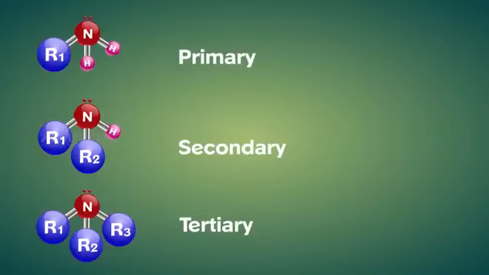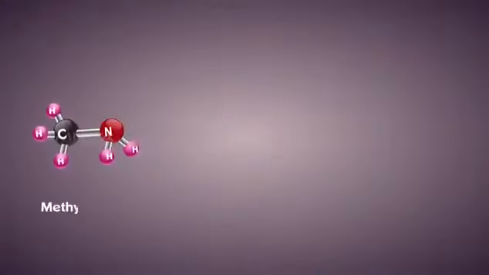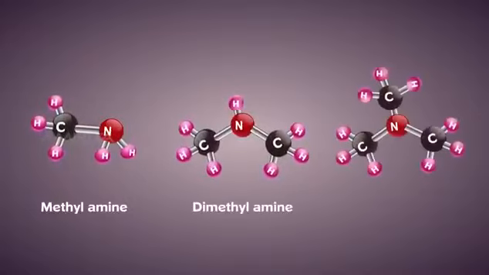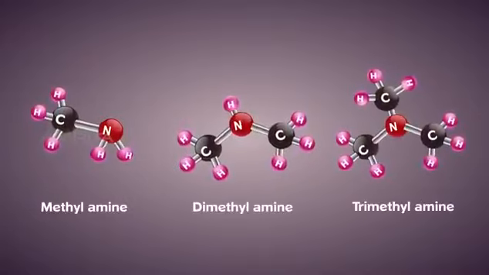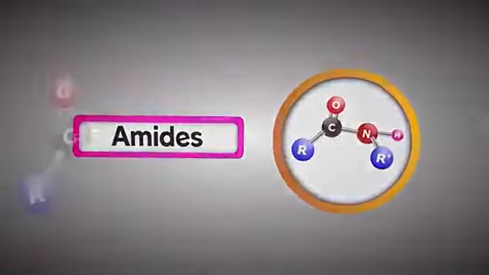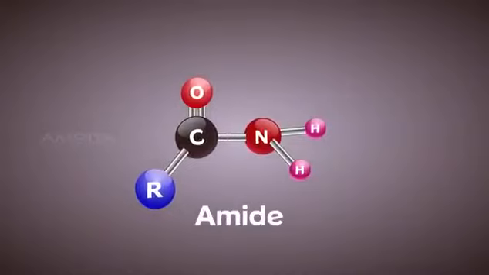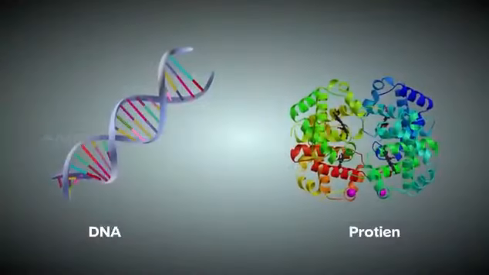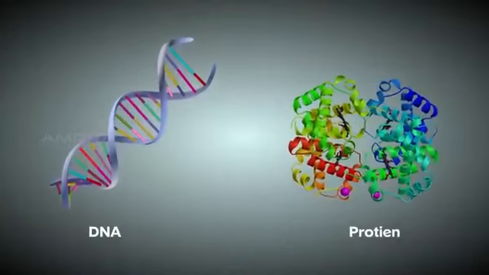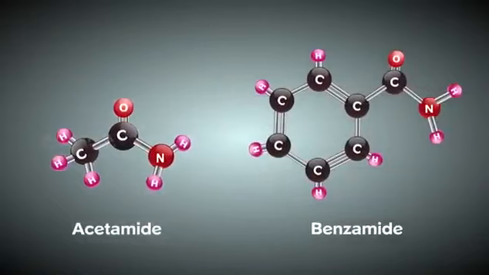The functional group of primary amine is NH2, secondary amine is NH and tertiary amine is N. Some of the well-known examples are methylamine, dimethylamine and trimethylamine. Now, let's introduce the amides family. A carbonyl group which is linked to an amino group is called the amide group. This group is present in the DNA and proteins of a living being. Acetamide and benzamide are the best known examples.